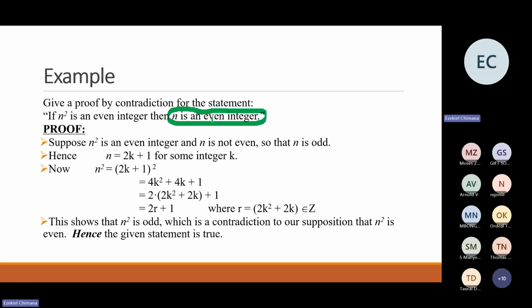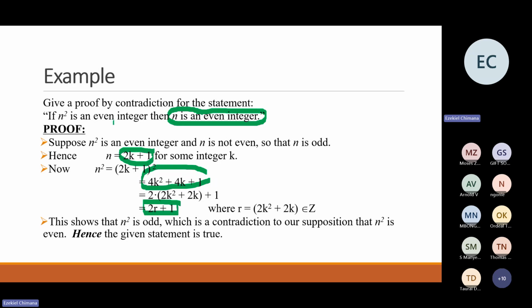And then what you do there, you put your n as 2k plus 1, because you are saying n must be an odd integer for you to get n squared as even. Then you square that n, expand, and factor out 2 from 4k squared plus 4k. You end up having 2 times (2k squared plus 2k), plus this 1 which is outside the brackets. So you end up with something of the form 2r plus 1, which is odd. But this value is for n squared.